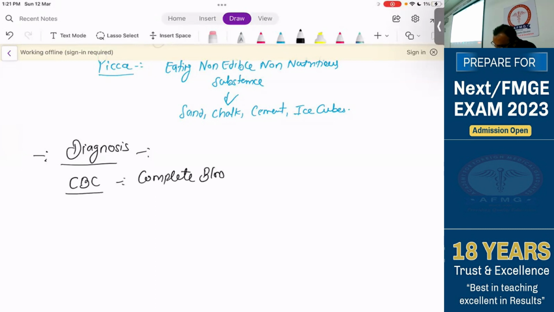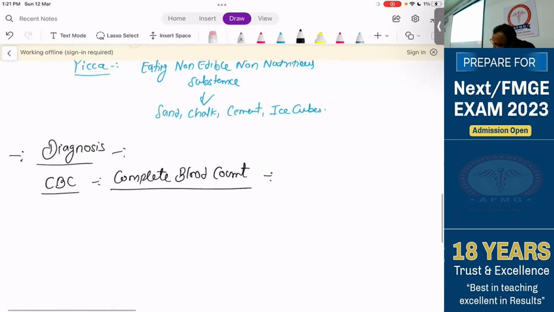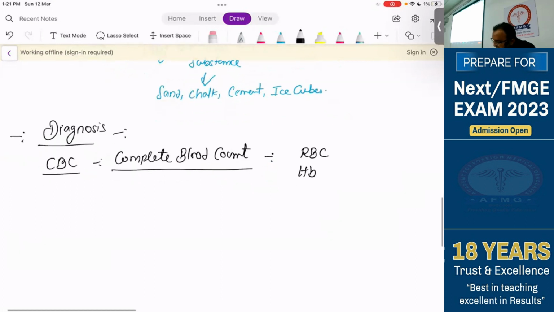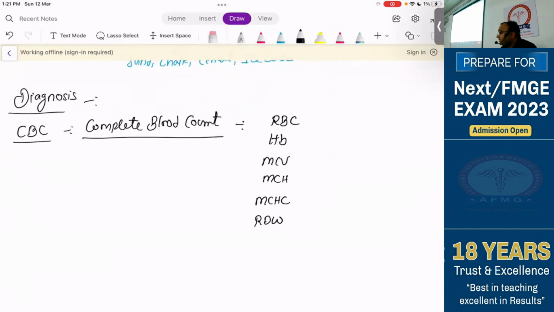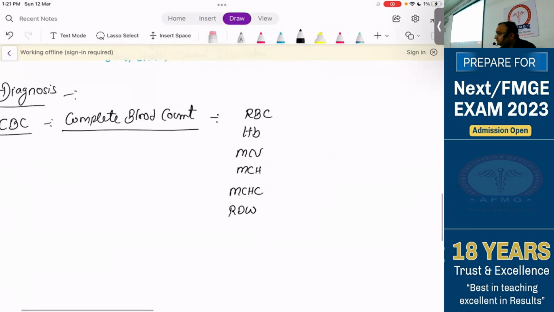Complete blood count will see... what do we find in a complete blood count? We look at the RBC count. We will see the hemoglobin concentration, MCV, MCH, MCHC and RDW. These are the parameters which we can appreciate in any kind of CBC. Okay, we can also see the WBC count and platelet count. But here we are restricted to anemia, so I am telling you only about the RBC parameters. So RBC will be decreased, hemoglobin will be decreased.